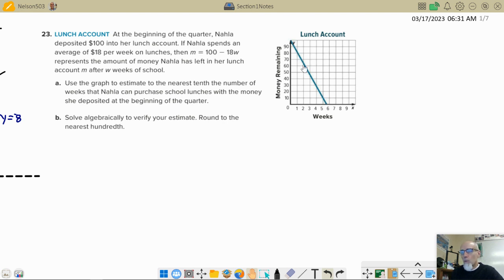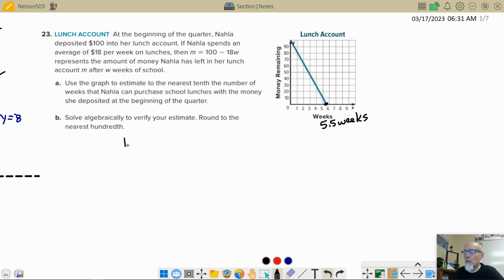So we want to know, estimate to the nearest tenth of the number of weeks that Nalia can purchase school lunches. Well, when does she run out of money? Right here. So the answer to this question is, what is the root, or what is the 0? So here's our 0 right there. Looks to me like about 5.5 weeks. Okay, so we're going to put 5.5 weeks in. Then we're going to solve it algebraically.